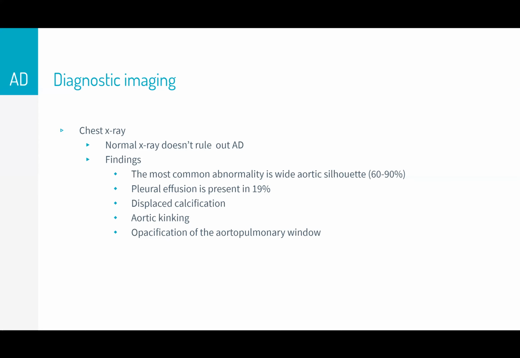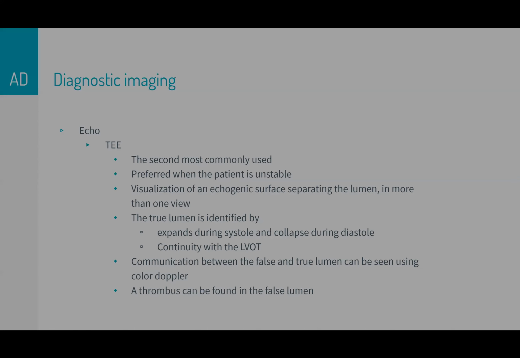Displaced calcification, unfortunately, I don't have a picture here, but you can imagine the calcification on the aortic wall moving into the middle of the aortic lumen, because the intimal flap, which has most of the calcification, moves into the middle after dissection. It is a sign, not a very specific sign, neither sensitive, but a sign that can be found in aortic dissection patients.